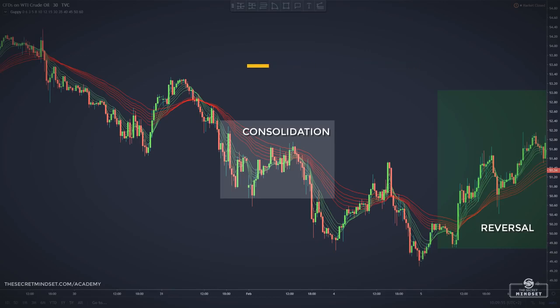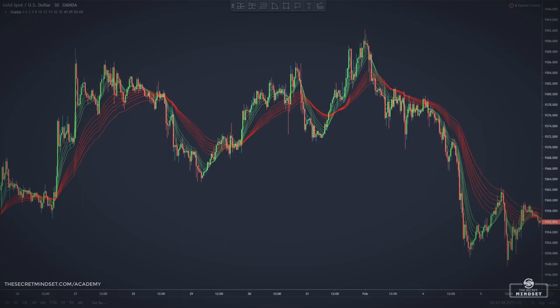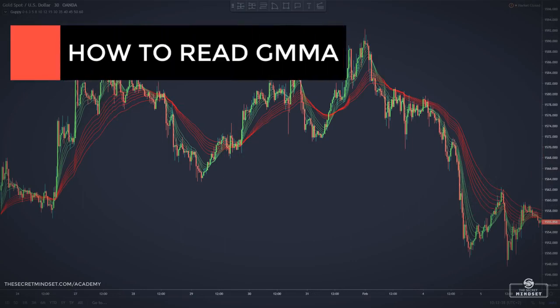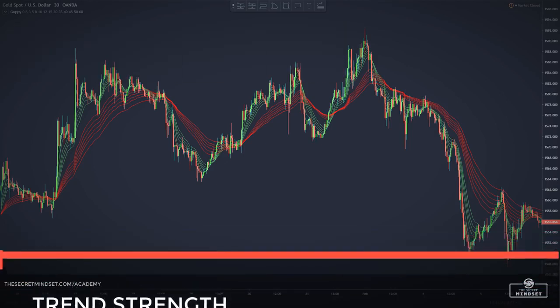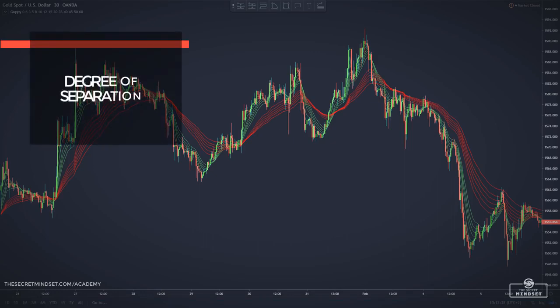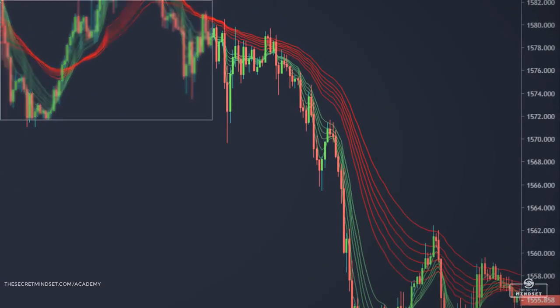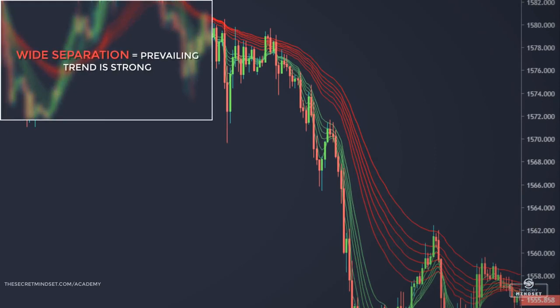Although Guppy is a standalone trading strategy, I have found great results combining Guppy with price action, but we'll talk about this later. So how to read the GMMA? The Guppy Multiple Moving Average can be used to identify changes in trends or determine the strength of the current trend. The degree of separation between the short-term and long-term moving averages can be used as an indicator of trend strength. If there's a wide separation, then the prevailing trend is strong.